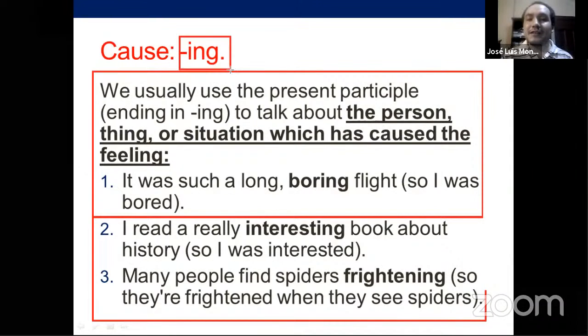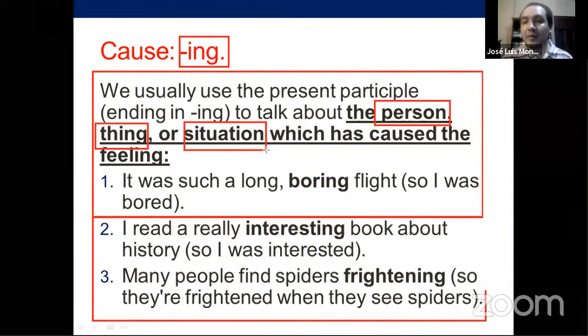What is causing that feeling? And you can use ING with people, you can use ING with things, right? Or with situations that cause this. Remember that ED is only with people, but ING is with people, with things, with situations. Anything that can produce that feeling.